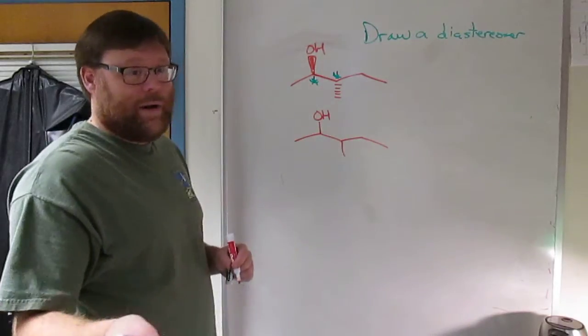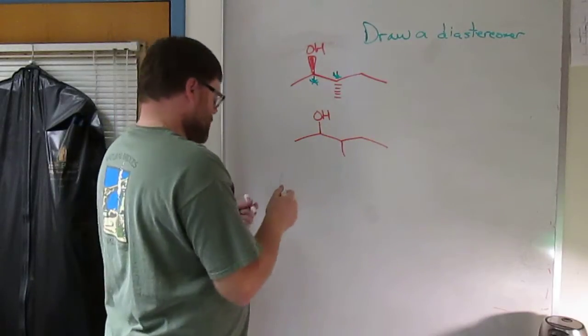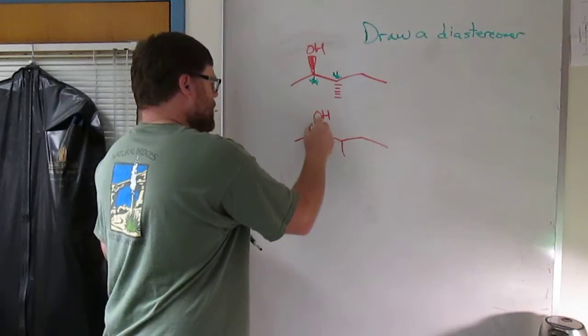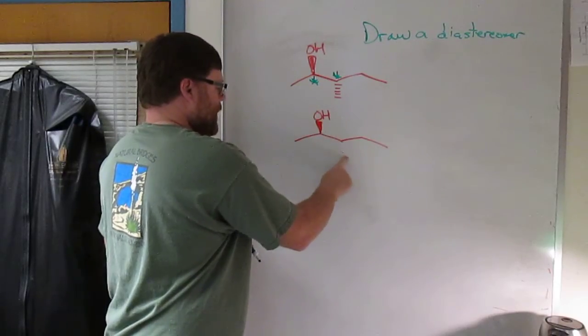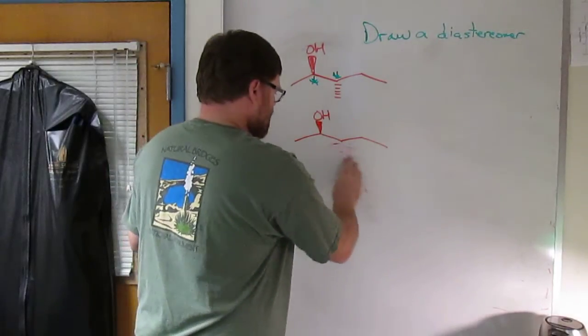I have to change at least one, and I have to keep at least one the same to have a diastereomer. So one has to change, one has to stay the same. So let's just keep the OH the same, and now let's make the methyl. I just drew the same structure, didn't I? Let's change the methyl.